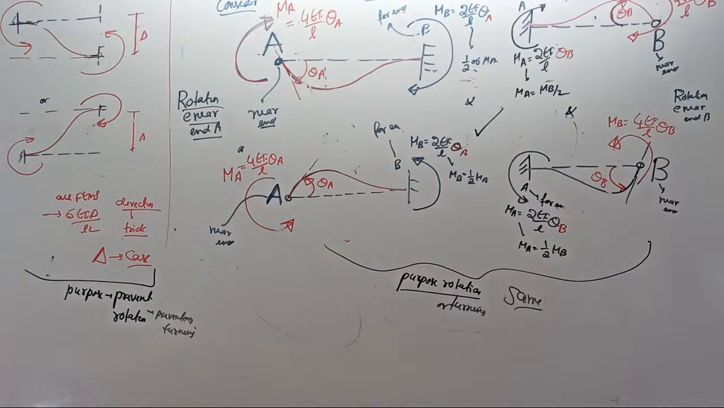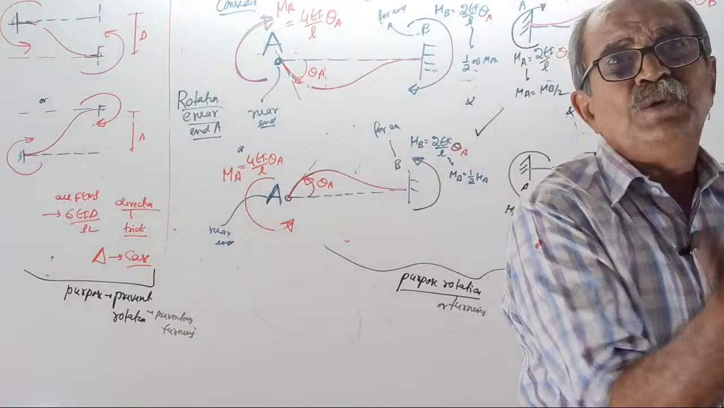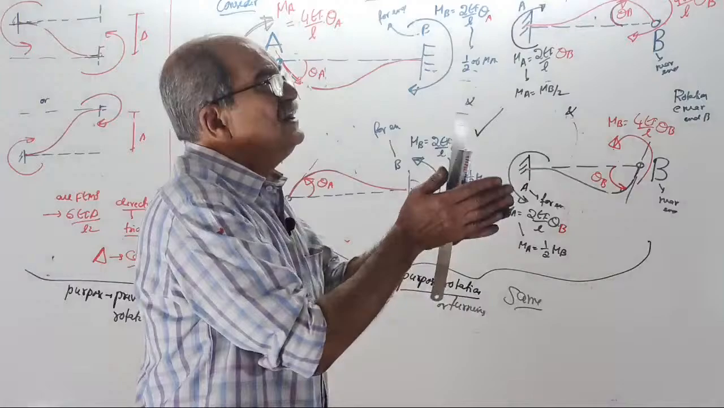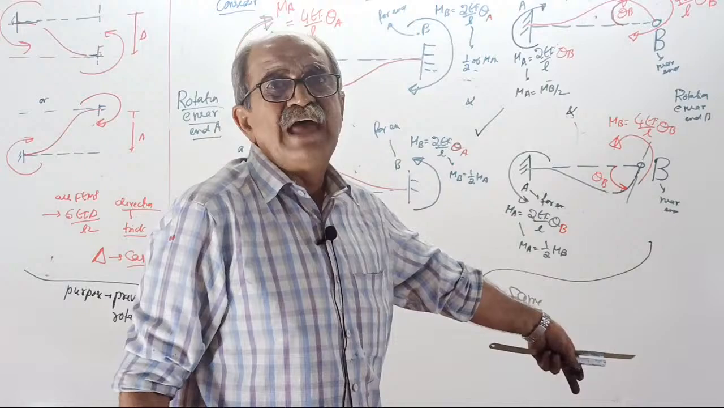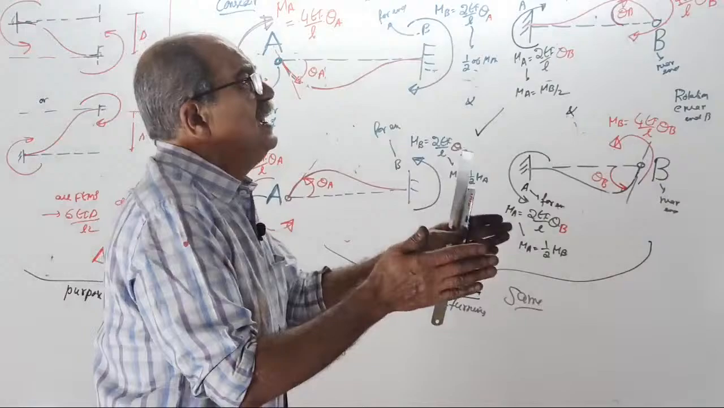Swerve. Due to some problem, the vehicle went sideways towards the footpath. Suddenly, instead of going this way along the road, it shifted along the width towards the footpath, or downstairs where there is full ground. It shifted this way.